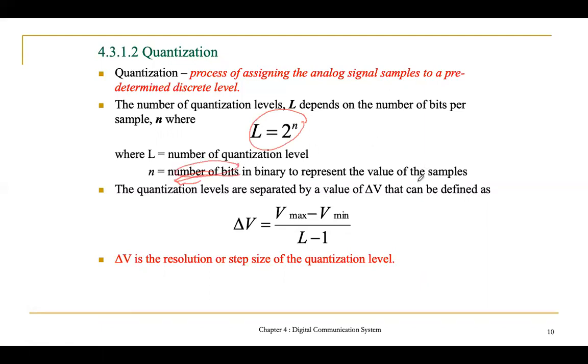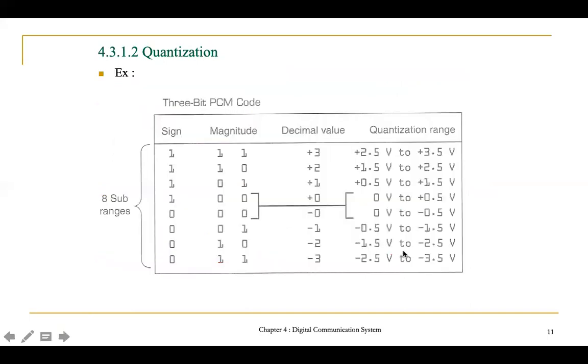The quantization levels are separated by a value of delta V. Delta V is V max minus V min over L minus 1. Delta V is also what we call the resolution or the step size of the quantization level. For example, this is a 3-bit PCM code.